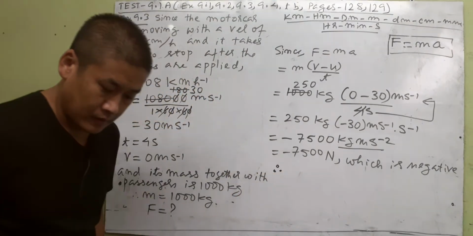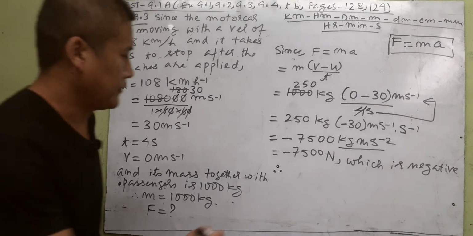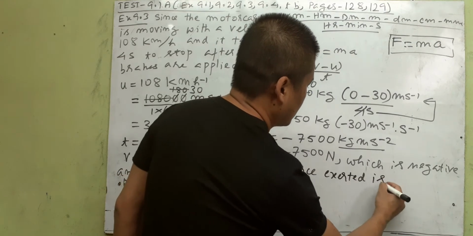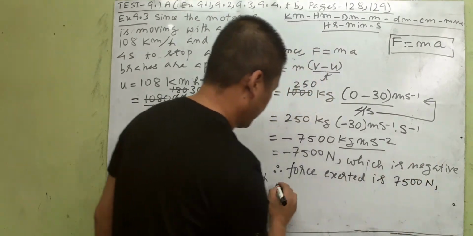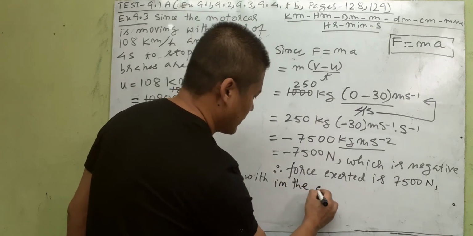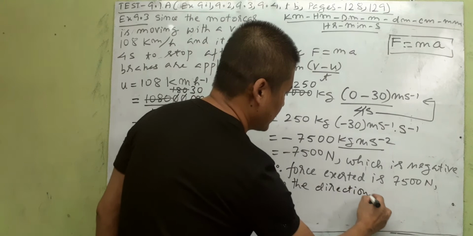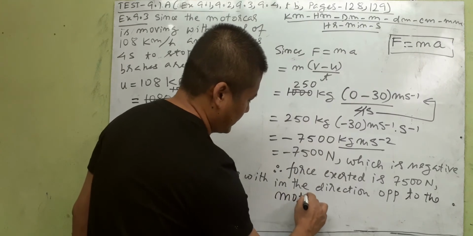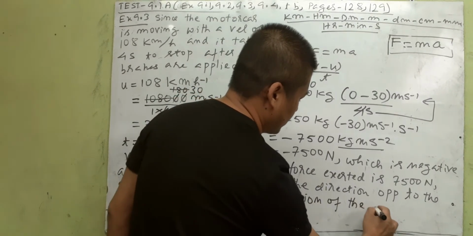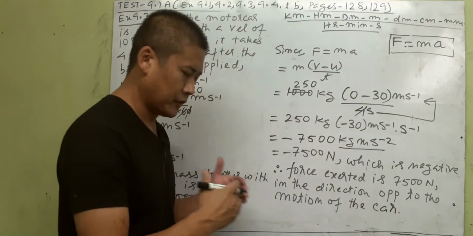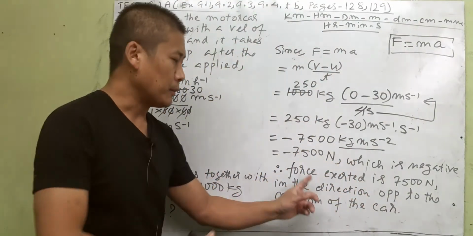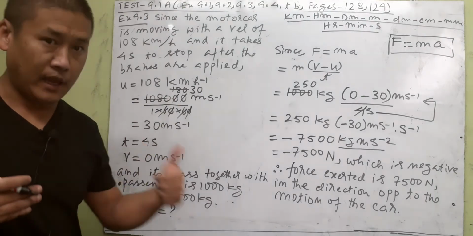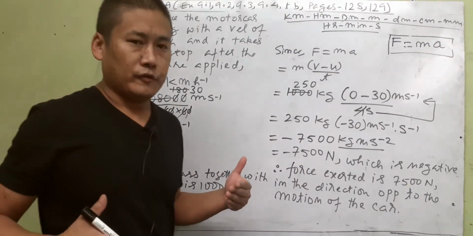Therefore, the force exerted by the brake, that means the force exerted to stop the car, is 7500 Newton. The minus means the force applied by the brake is in the direction opposite to the motion of the car. If it's positive, then the force is acting in the same direction as the moving object. But if the force is negative, that means the force is acting opposite to the direction of the car, like applying brakes is always opposite to the direction of the car. That's why it stops, right?